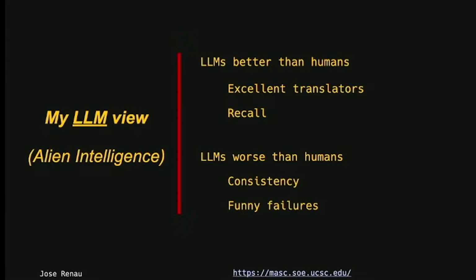They are better than humans in some things. They are excellent translators. They can translate to English, French, much better than me. They have very good recall, much better than humans. But in some ways, they are worse than humans in consistency. They have, maybe not a very good term, funny failures. They have many strange failures. So how am I going to make it work with this?